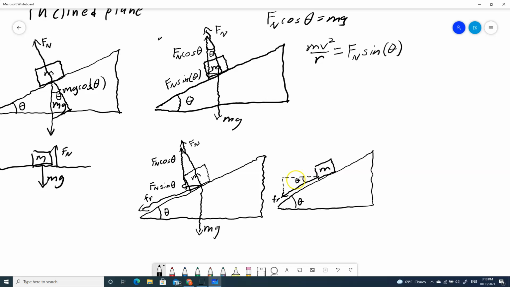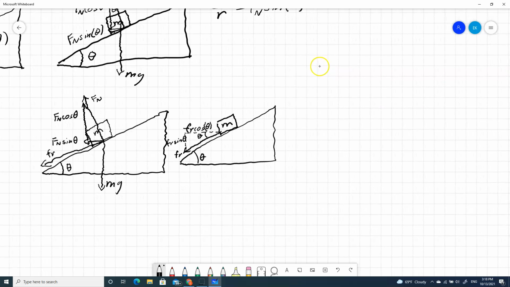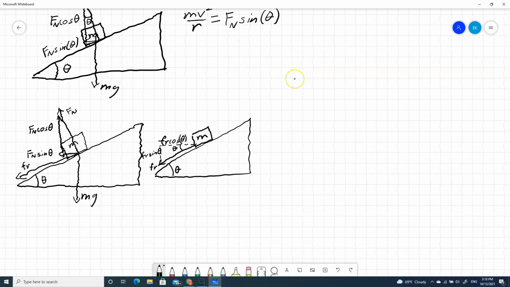But here's the difficult part. So F_r, in this case, has two components. There's F_r cosine theta. There's F_r sine theta. And that's cool because we see that F_r sine theta is going to be opposite of this angle. F_r cosine theta is going to be adjacent. Well, that's cool, but that doesn't tell us exactly what's going on or how to solve problems.